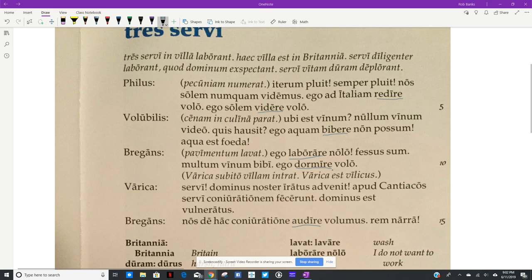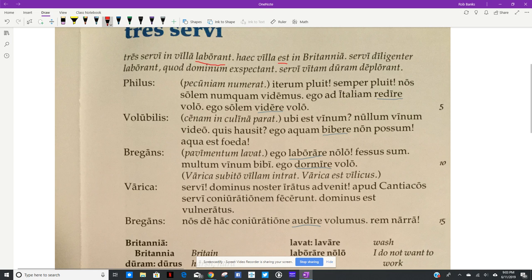And this use of the infinitive is called the complementary infinitive because it completes the thought of the verb that introduced it. Right. So in this translation, Tres Servi, I have underlined all the infinitives. Hopefully, I got them all. And we're going to see if we can translate them correctly, see what conjugation they are, and see if they're complementary infinitives. Okay. So as we go, we'll underline the conjugated verbs.